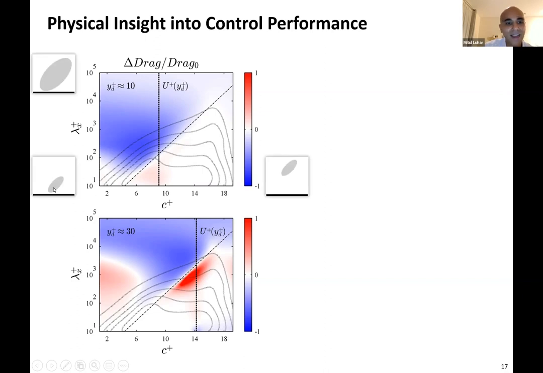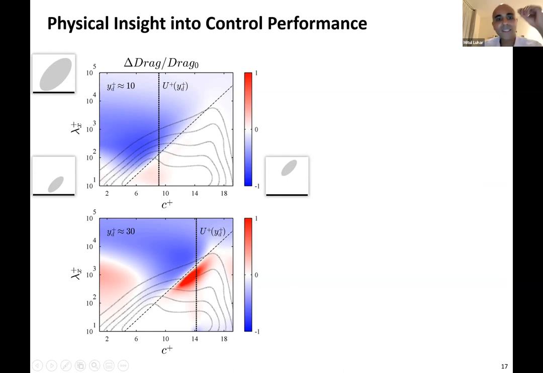So you can think of this as modes that are short at the bottom end here, and modes that are long or large at the top end here, and modes that are localized close to the wall on the left, and modes that are further away from the wall on the right. Blue represents a suppression of the modes, and red represents an amplification of the modes. And this vertical line here is a representation of the mean velocity essentially at the detector. So this represents the mode speed corresponding to the detector location.